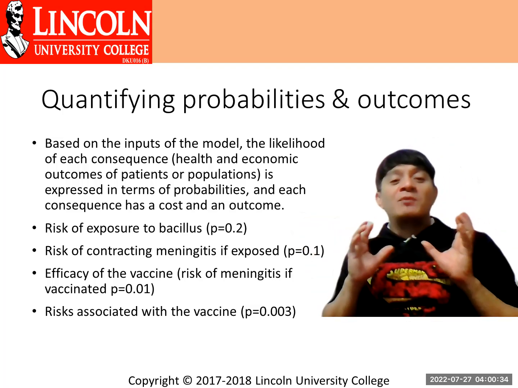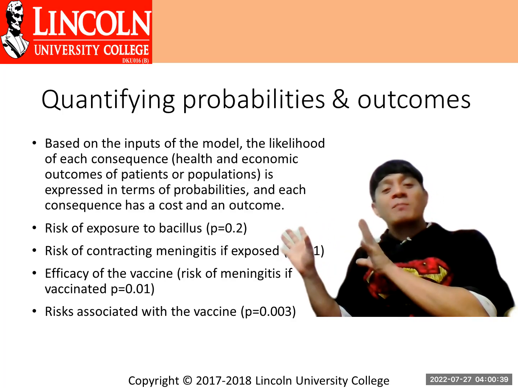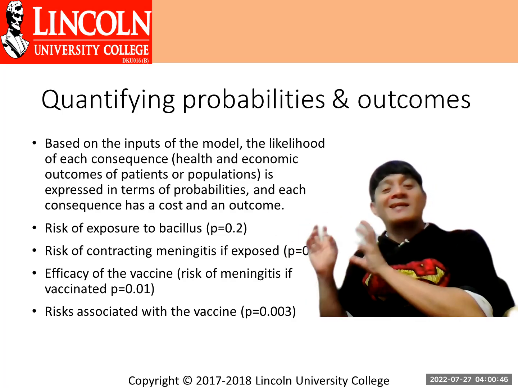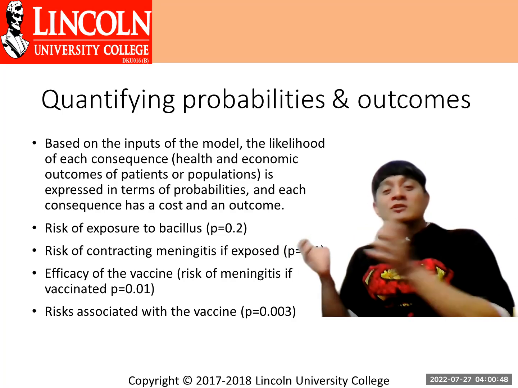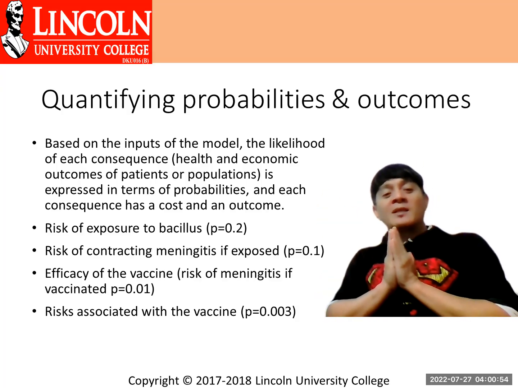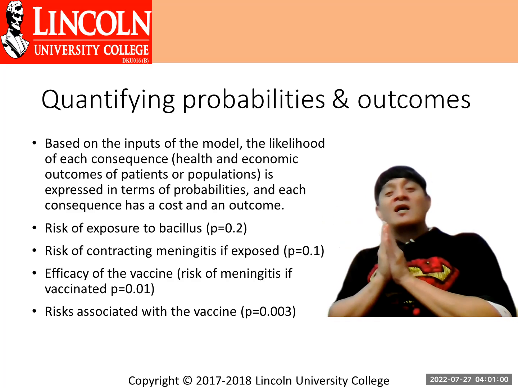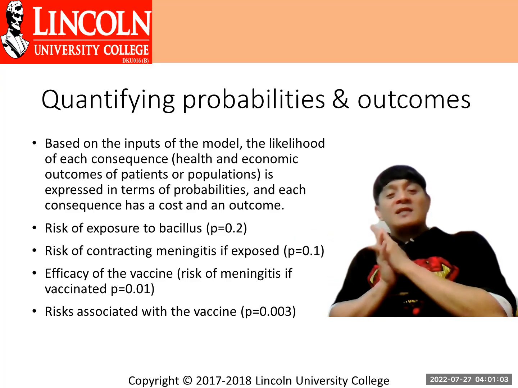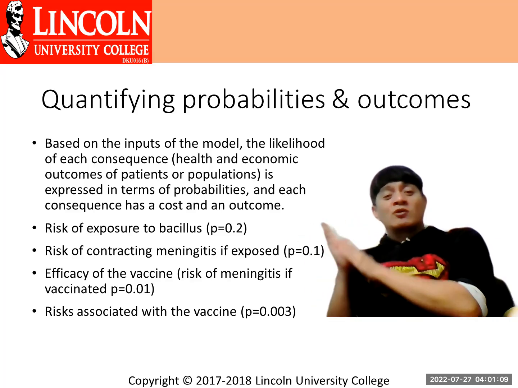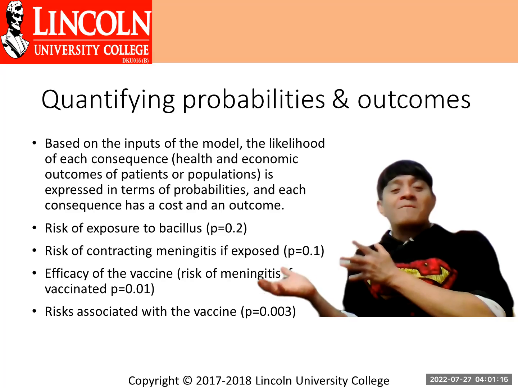Now, based on the inputs of the model, the likelihood of each consequence of health economic outcomes of patients or population is expressed in terms of probabilities. And each consequence has a cost and an outcome. Risk of exposure to bacillus, for example, probability of 0.2, that means high risk. Okay, that means rejected probability. Risk of contracting meningitis if exposed is 0.1. Again, it's rejected probability. Efficacy of the vaccine, risk of meningitis if vaccinated, again, it is less than 0.05. That is a good probability wherein you can get that program done.